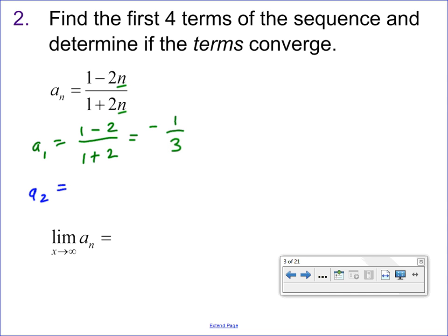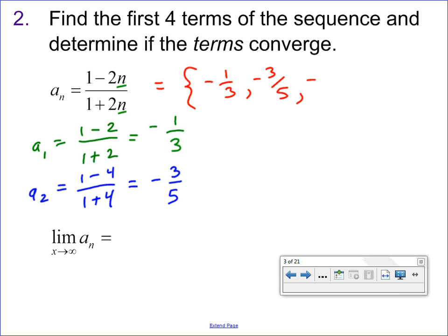Great. If I were to do a sub 2, we won't do all of them longhand, and we'll see the pattern here. If I were to do a sub 2, I would get 1 minus 2 times 2 is 4 over 1 plus 4, and now I'm getting negative 3/5. We could go and proceed like this, and we can see what would happen. We get 1 minus 6 is negative 5 over 1 plus 6 is 7, and so I'd get negative 5/7. And so if we were to expand our first four terms, we would get negative 1/3, negative 3/5, negative 5/7. All right, go ahead and share the fourth term then.